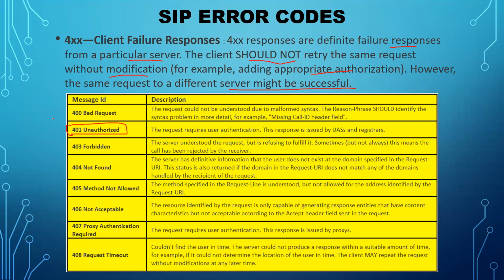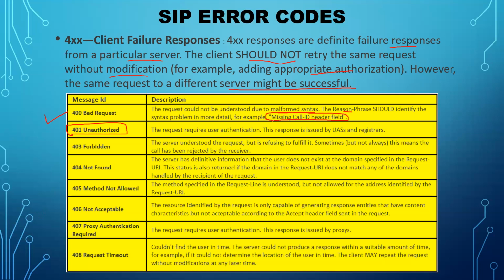So let's start with the first one. The first message is 400 Bad Request. This means the request could not be understood due to malformed syntax. That means the syntax is not correct, and that's why you will get a 400 Bad Request. The reason phrase should identify the syntax problem in detail. For example, the reason phrase would tell you something like Call-ID header field is missing. You will get that detail in the reason phrase.